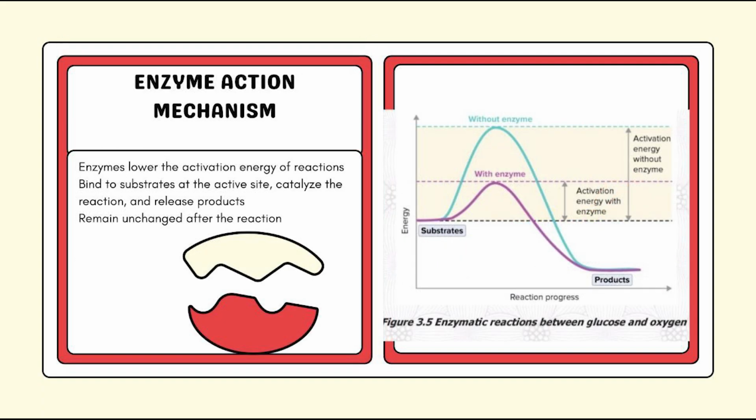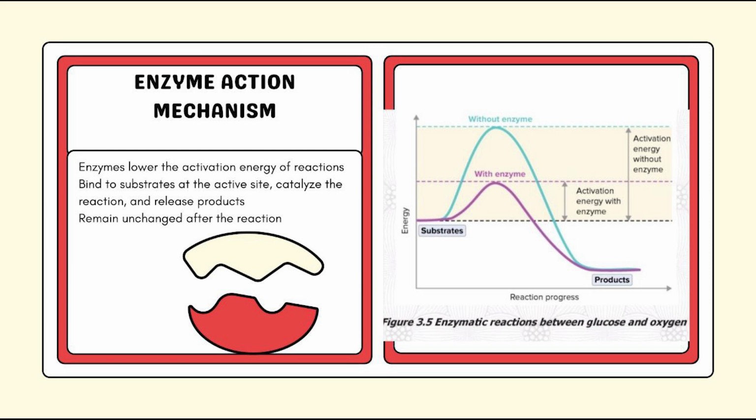Enzymes work by lowering the activation energy needed for reactions to occur. When the substrate binds to an enzyme's active site, the enzyme helps convert it into a product. Then the product is released and the enzyme is ready to bind with another substrate. This process is illustrated in figure 3.5, where you can see how a lower activation energy leads to a faster reaction.